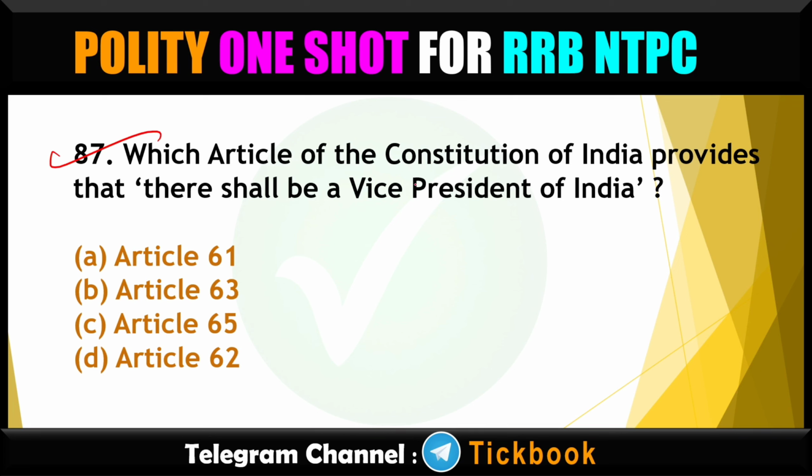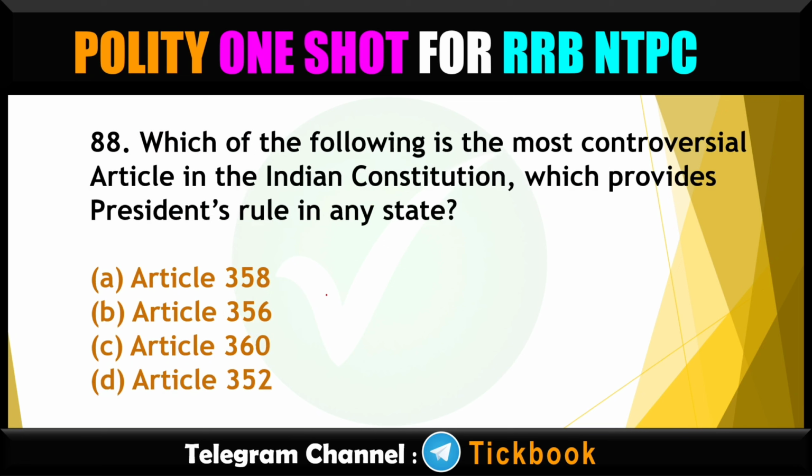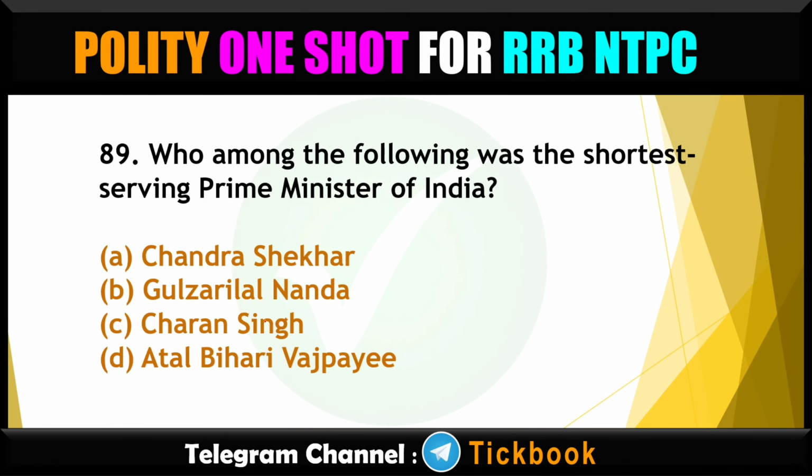87. Which article of the Constitution of India provides that there shall be a Vice President of India? Option number B is the right answer, Article 63. 88. Which of the following is the most controversial article in the Indian Constitution which provides President's rule in any state? Option number B, Article 356.